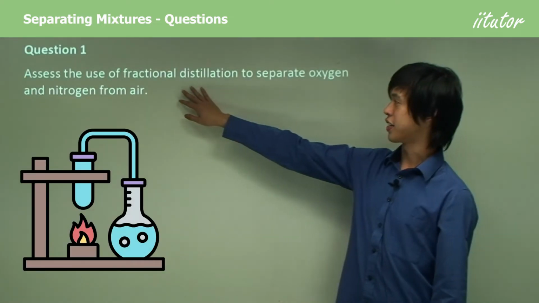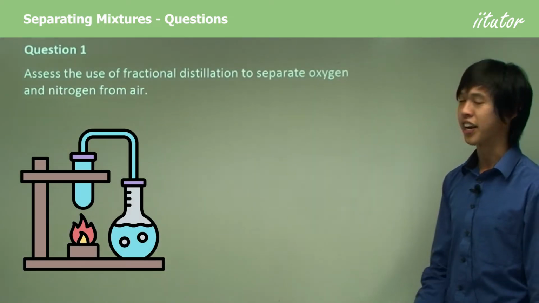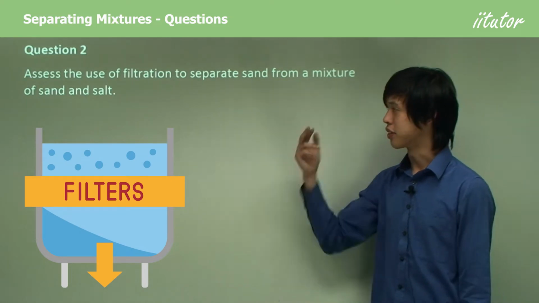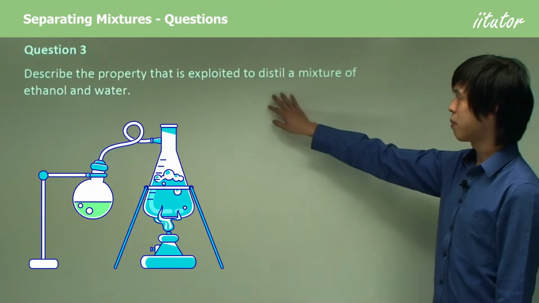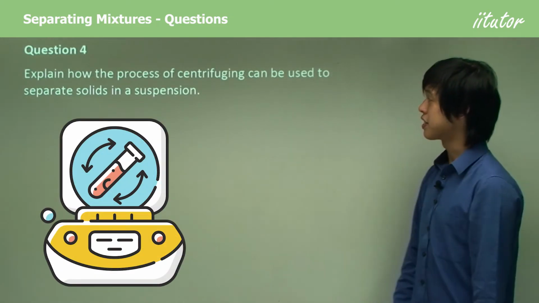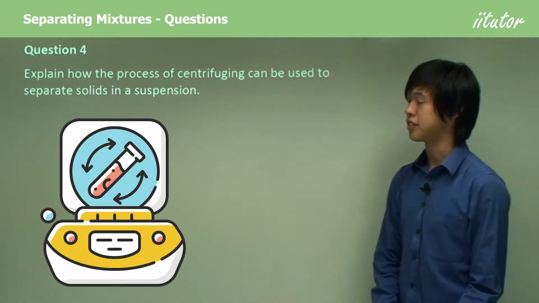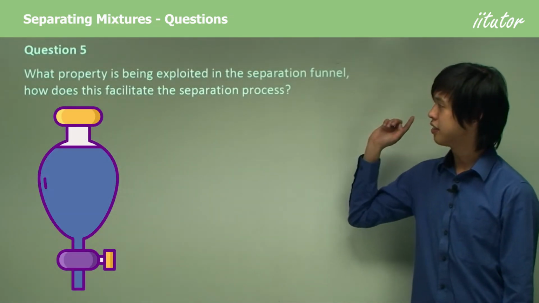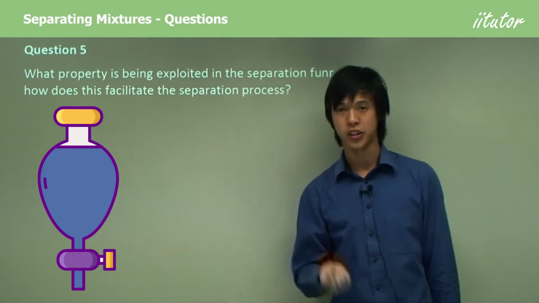So assess the use of fractional distillation to separate oxygen and nitrogen from air. Assess the use of filtration to separate sand from a mixture of sand and salt. Describe the property that is exploited to distill a mixture of ethanol and water. Explain how the process of centrifuging can be used to separate solids in a suspension. And what property is exploited in the separation funnel, and how does this facilitate the separation process?